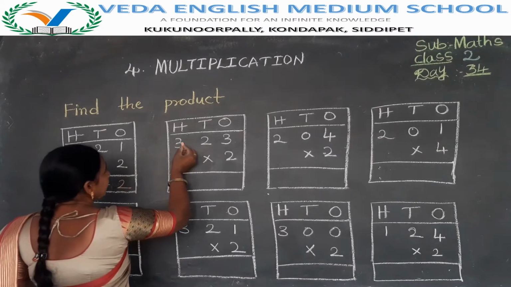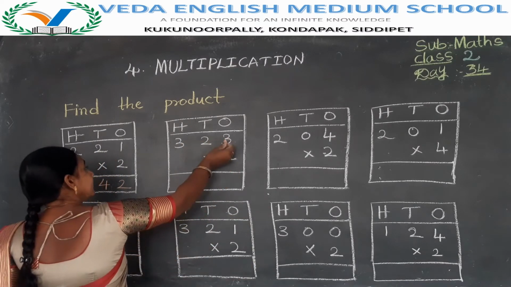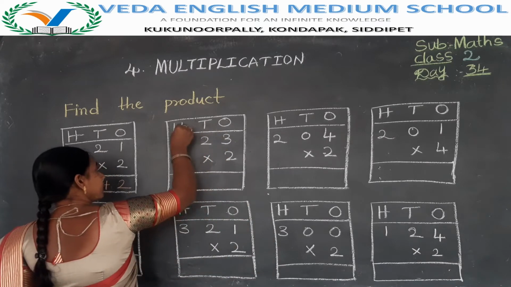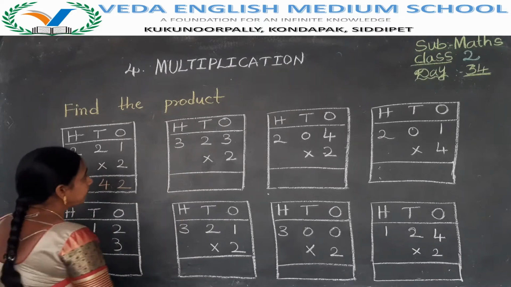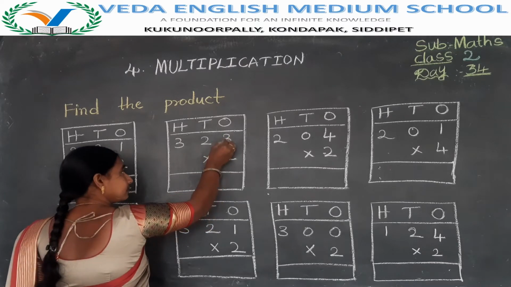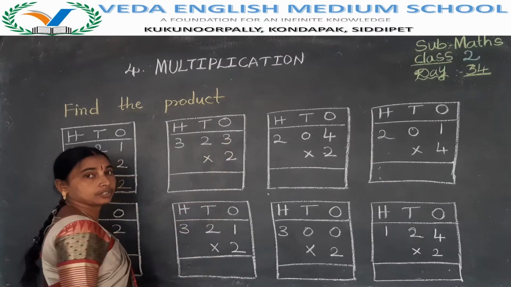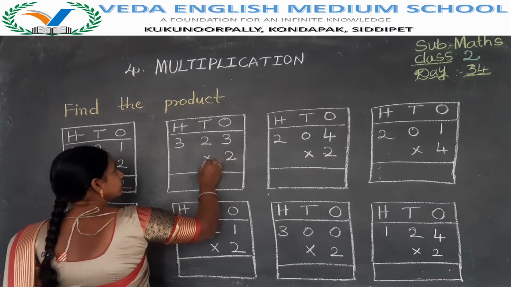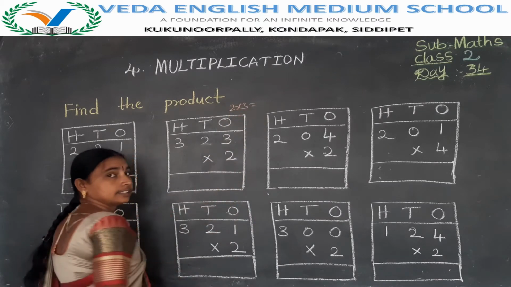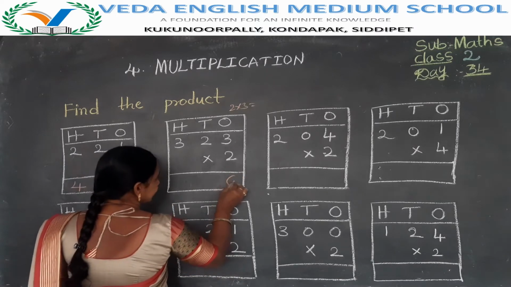See now. Multiply 323 by 2. The ones place is 3, the tens place is 2, the hundreds place is 3. Multiply digit 2 in the ones place by 3. That means 2 into 3. 2 ones are 2, 2 twos are 4, 2 threes are 6. So 6.